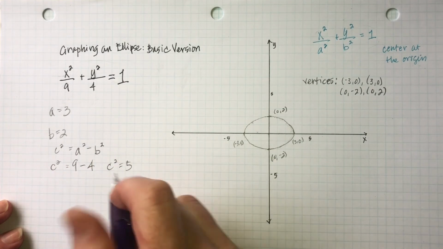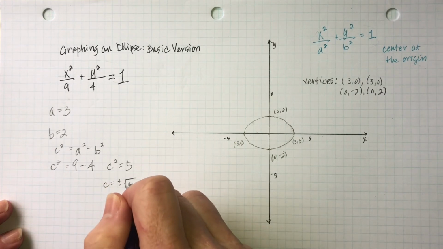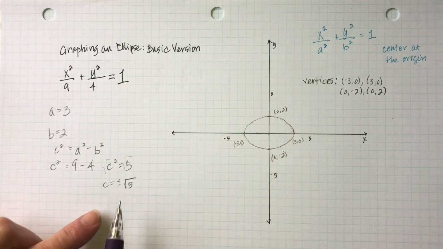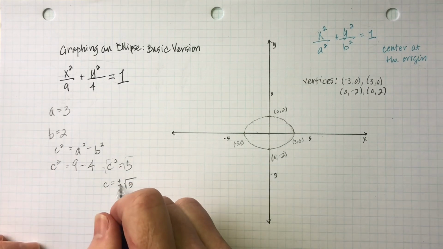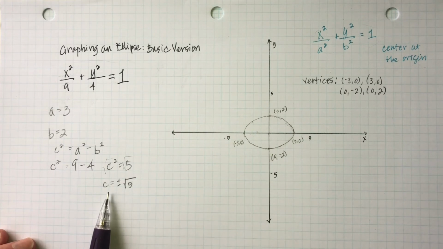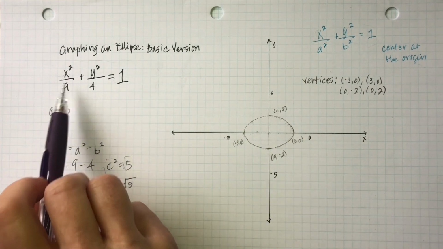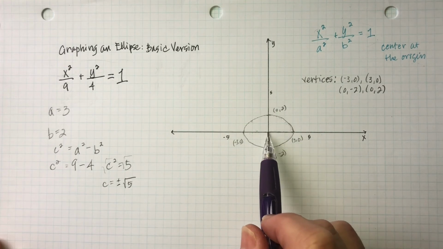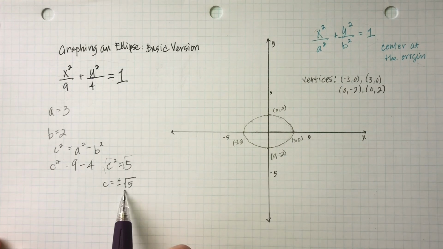Then we take the square root of both sides, and we get c equals plus or minus the square root of 5. So remember, when we're taking a square root, we want plus or minus that. So when we find this value for c, what does that mean? It means the foci will be located along this major axis. The major axis is just the longer axis. The foci will be on that longer axis, this many units away from the center.